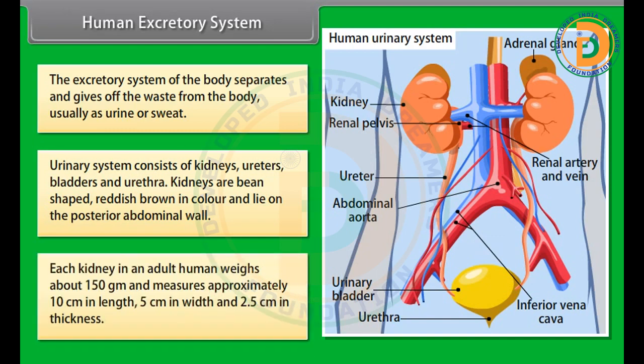Each kidney in an adult human weighs about 150 gram and measures approximately 10 cm in length, 5 cm in width and 2.5 cm in thickness.